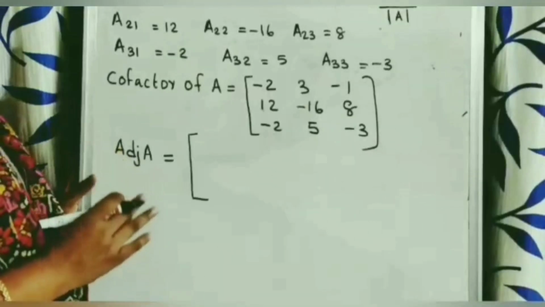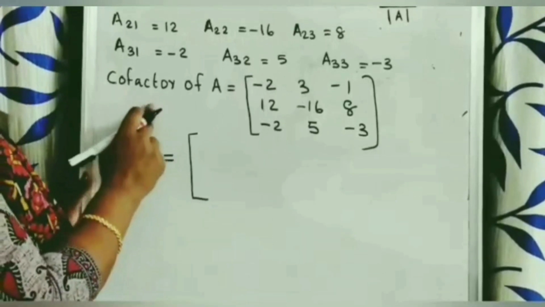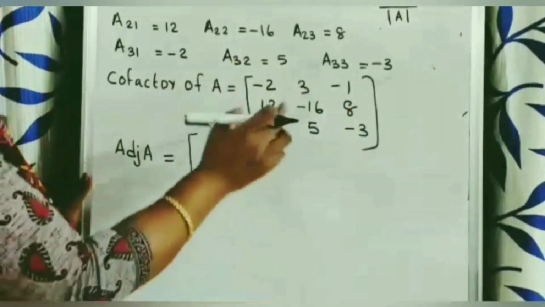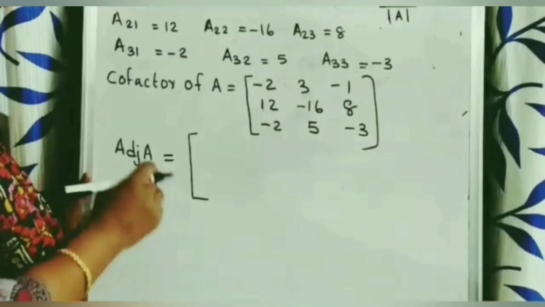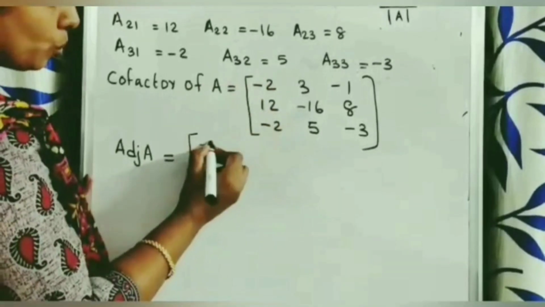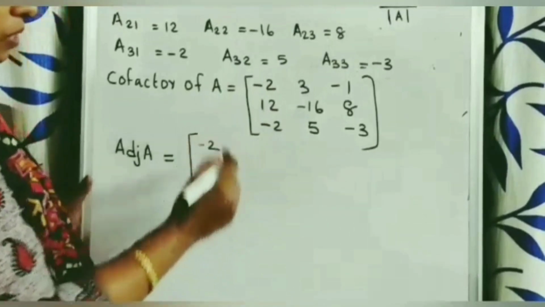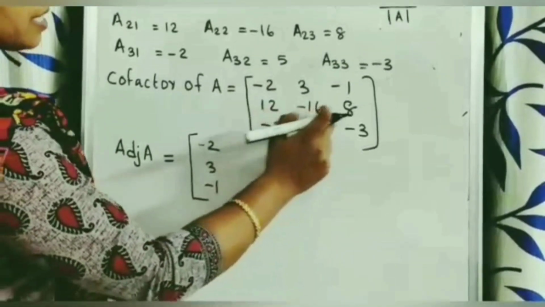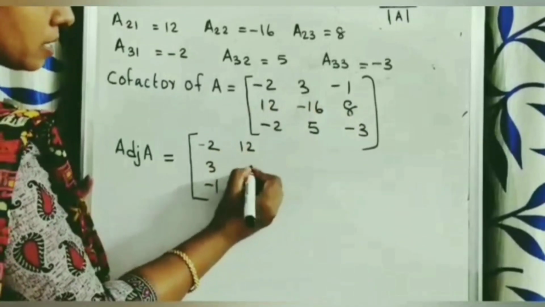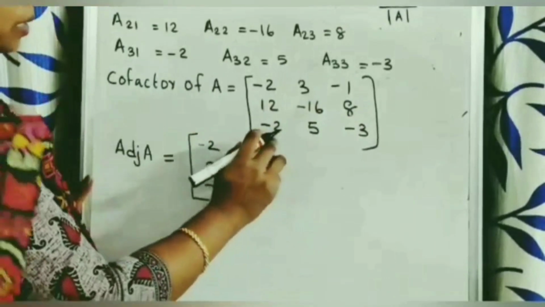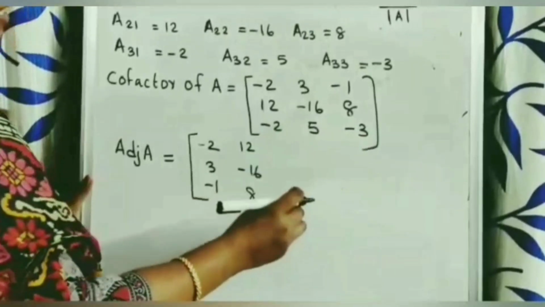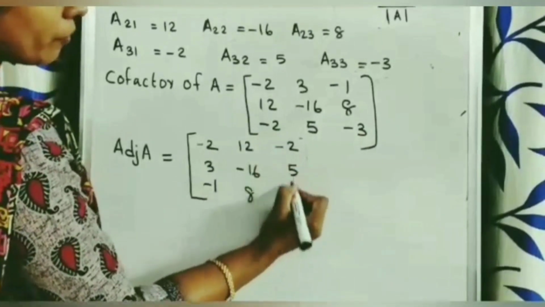Then adj A is equal to transpose of cofactor matrix A. Here the first row of the cofactor matrix A is negative 2, 3, negative 1, and it becomes the first column. Then we write negative 2, 3, negative 1 as the first column. Here 12, minus 16, 8 is the second row, and it becomes the second column. That is 12, minus 16, 8. Next is the third row, that is minus 2, 5, negative 3. It becomes the third column here. That is negative 2, 5, negative 3.